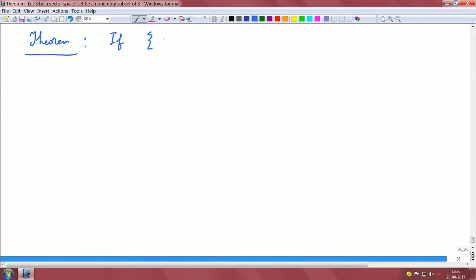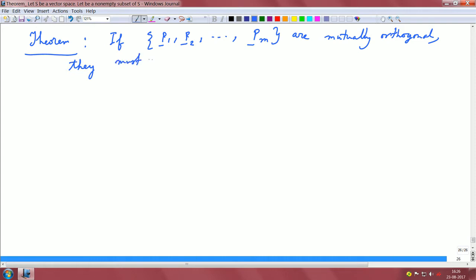If vectors p1, p2, so on till pm are mutually orthogonal, they must be linearly independent.